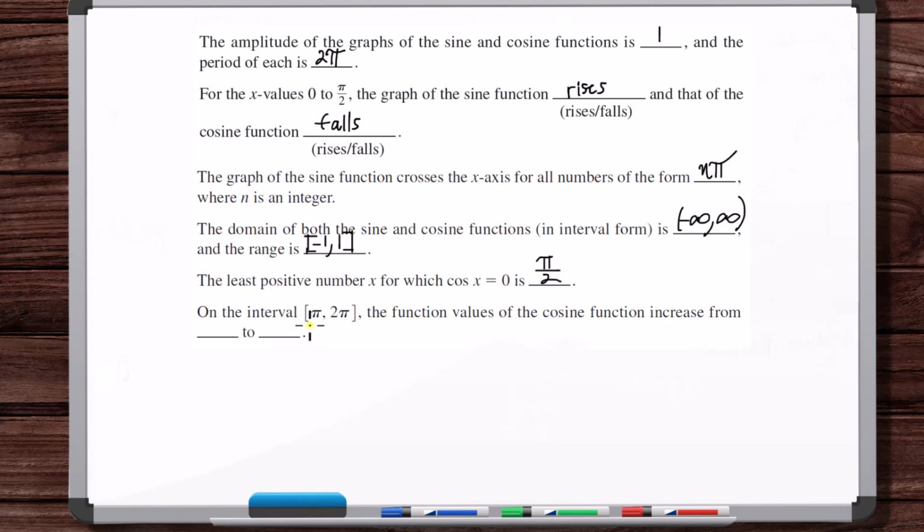On the interval pi to 2 pi, including the endpoints, the function values of the cosine function increase from, so now they're referring to the second and third quadrants, right?